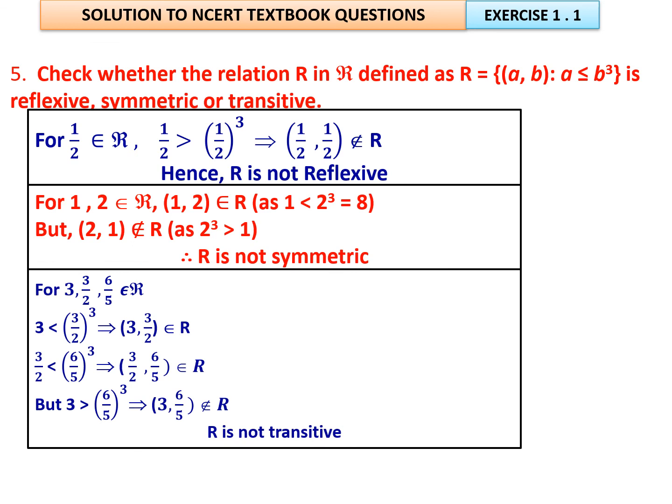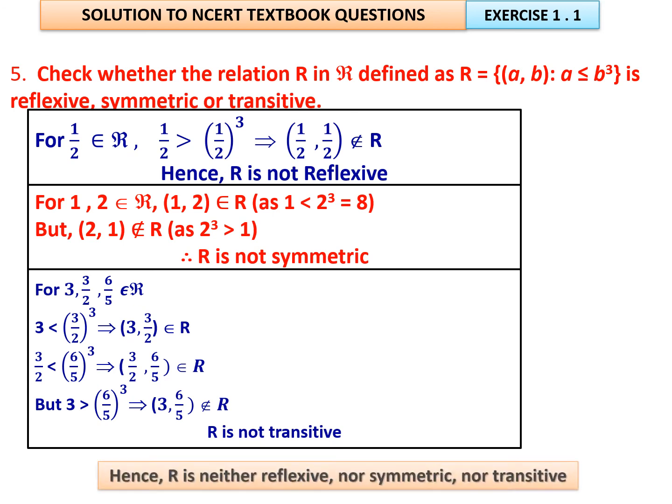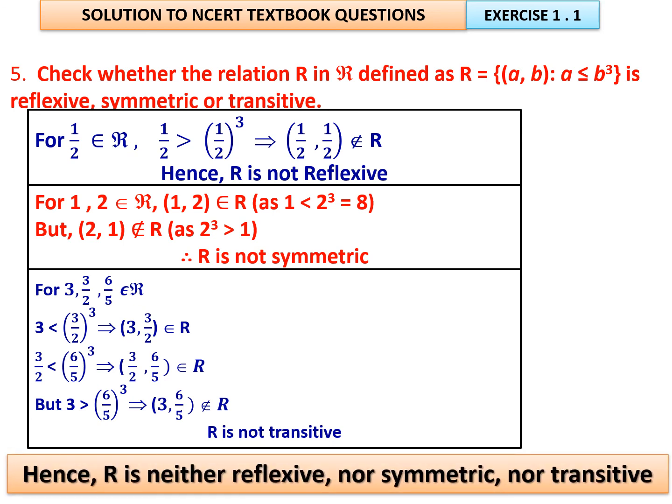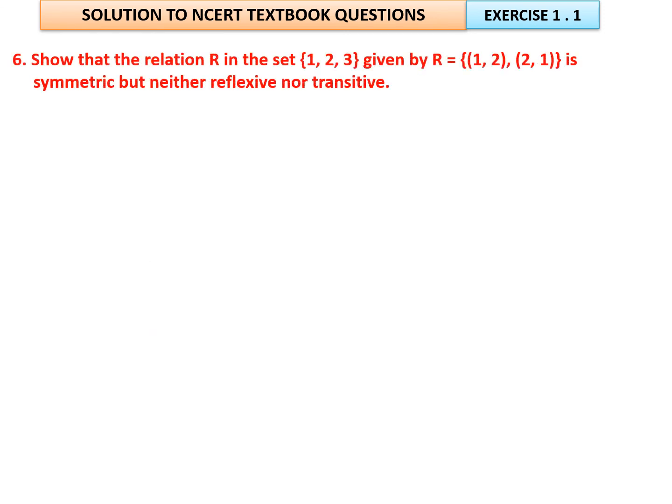You take transitivity. You take carefully 3 numbers, 3 by 2 and 6 by 5. 3 is less than 3 by 2 the whole cube, and 3 by 2 is less than 6 by 5 the whole cube, but 3 is greater than 6 by 5 the whole cube, so it is not transitive. There may be another set of numbers for which you can prove that it is not transitive. So it is neither reflexive nor symmetric nor transitive. Well, let us go to question number 6.